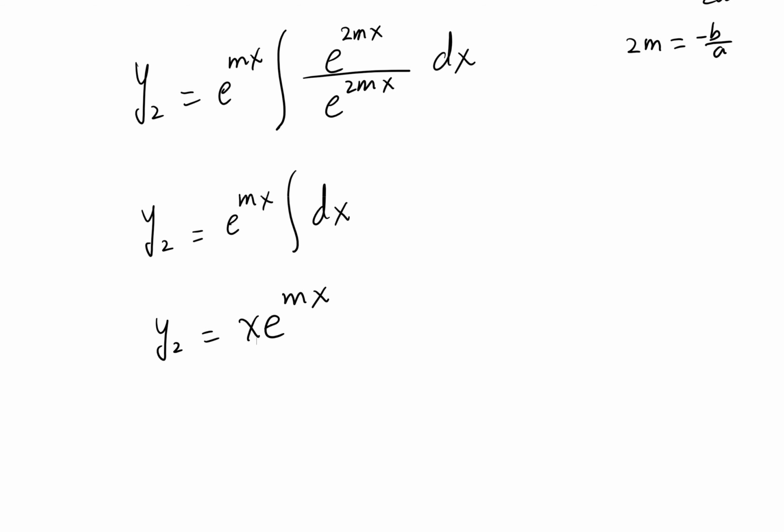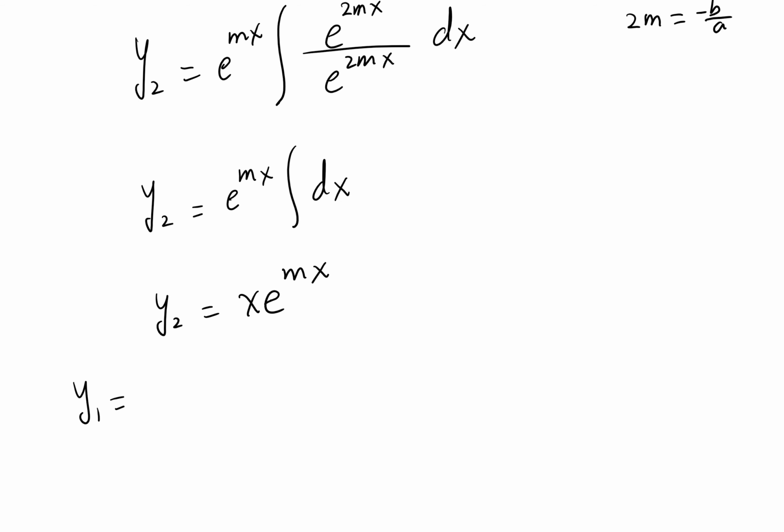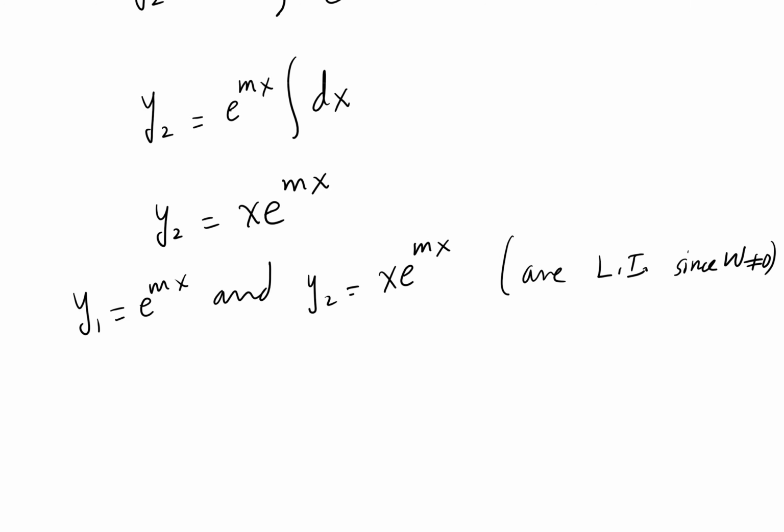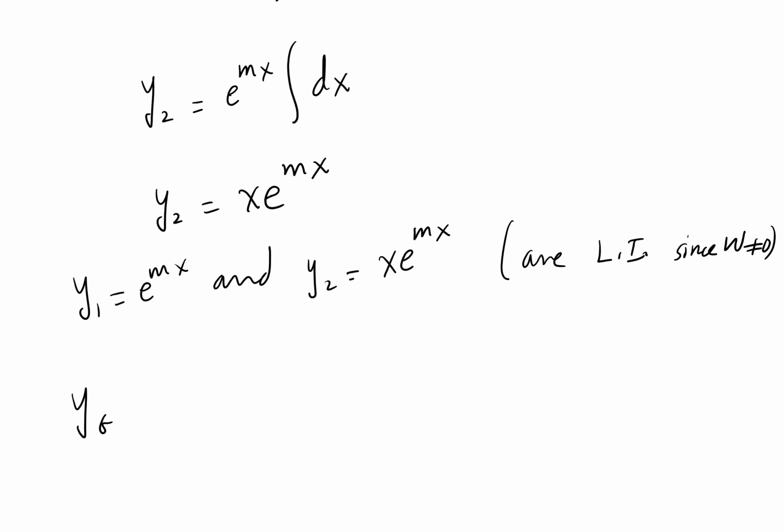So what do we get here? In summary, y1 is e to the mx, and y2 is x e to the mx. And keep in mind, those are linearly independent, and you can test it since the Wronskian is not 0. You can check that out if you like. Since they are linearly independent, the general solution in this case would be c1 e to the mx plus c2 x e to the mx.